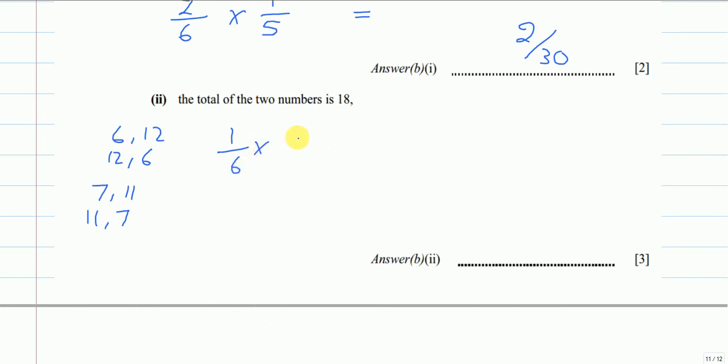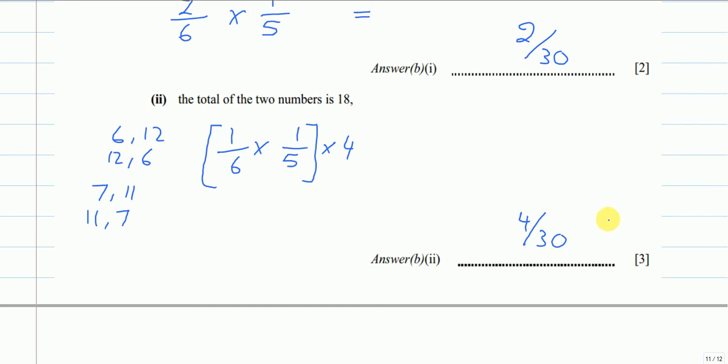times 1/5, because the chance of having 12 is just 1 out of the remaining 5 cards. For the others you will get the same, because they all come just once. So to get the answer quickly, you can just multiply by 4, or you can add the same number 4 times. Either way you will get the same answer, so it will be 4/30.